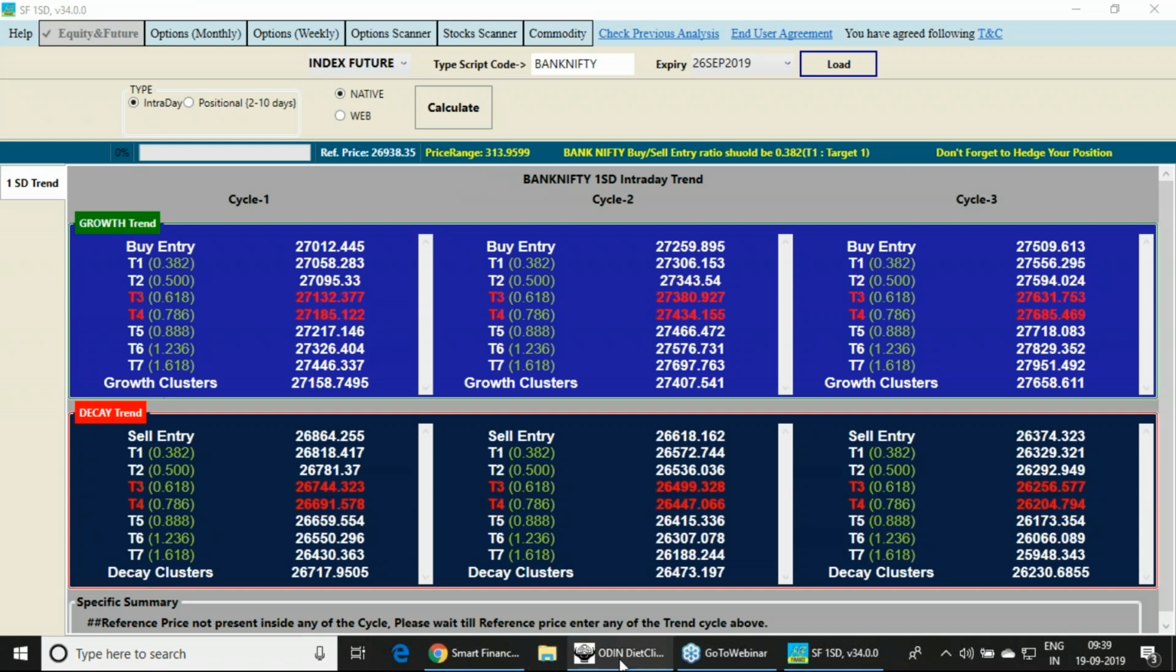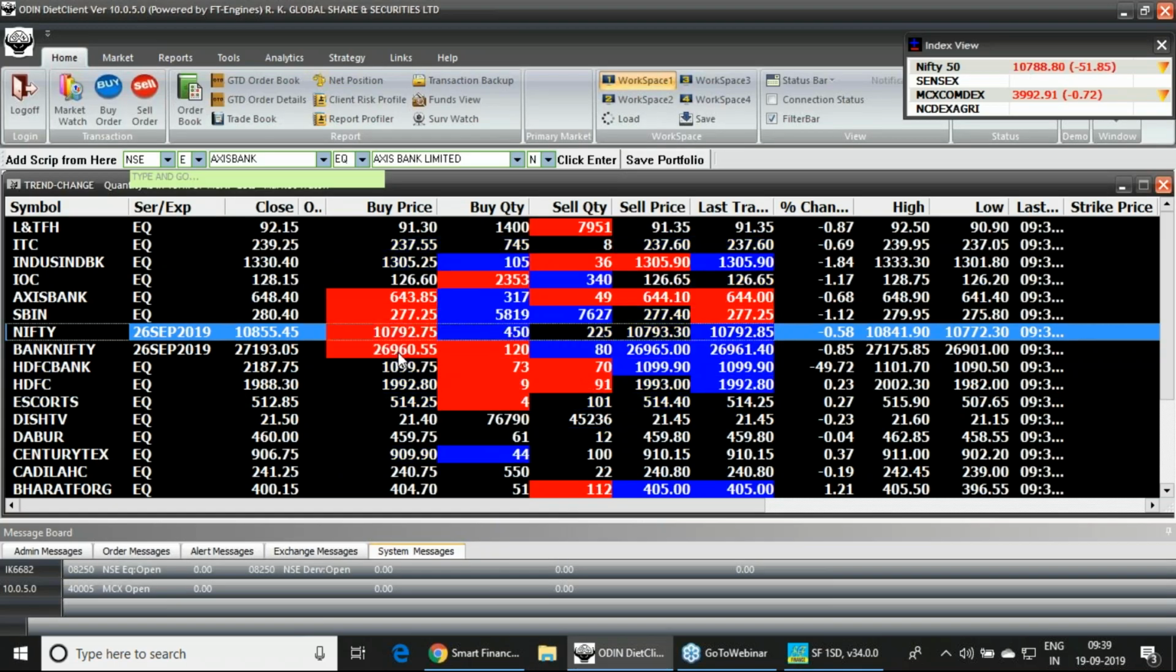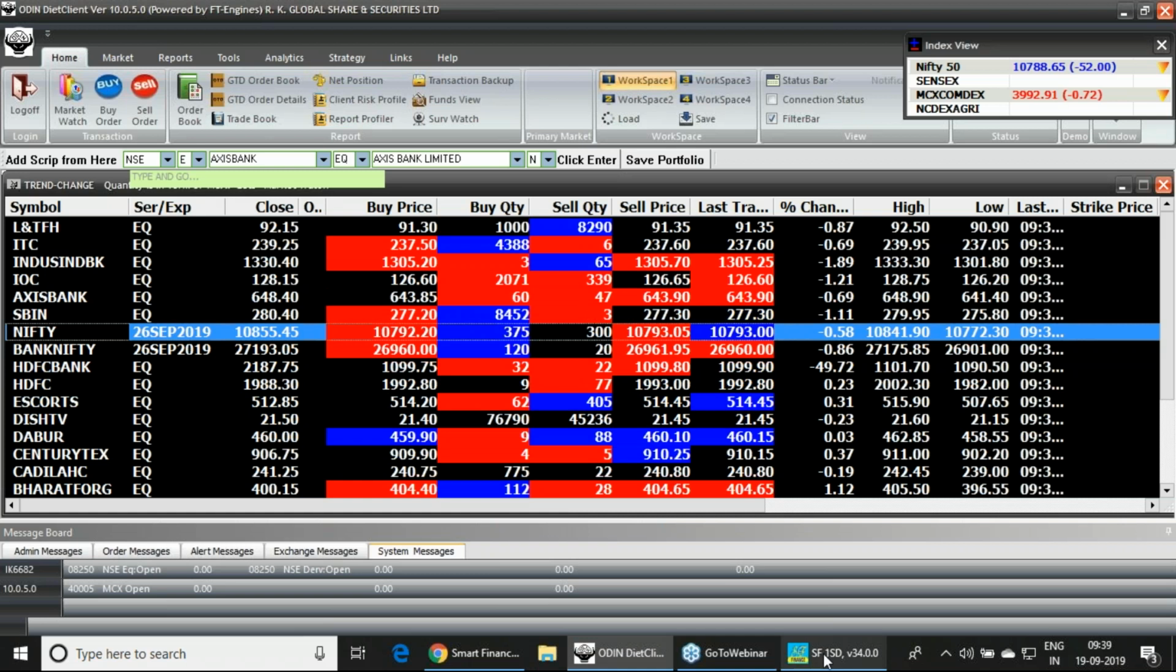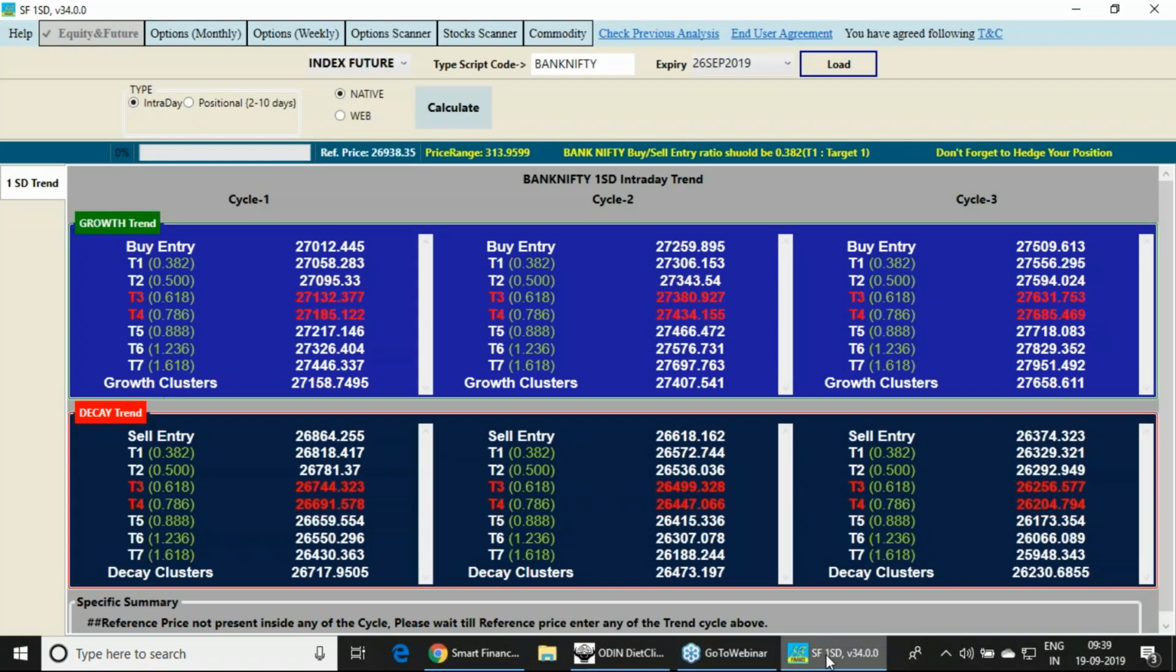26,826. Now the Bank Nifty is at 26,960. 26,960 is the value of the Bank Nifty currently trading. Just tell me, as per this reading, where I should buy, what will be your stop loss, and what will be your target. So now for Bank Nifty, we have given a clear indication here.